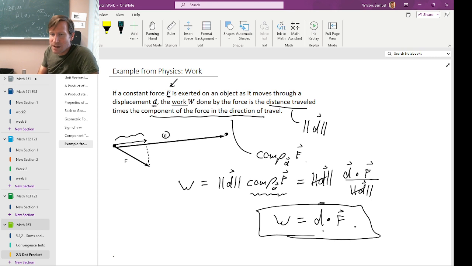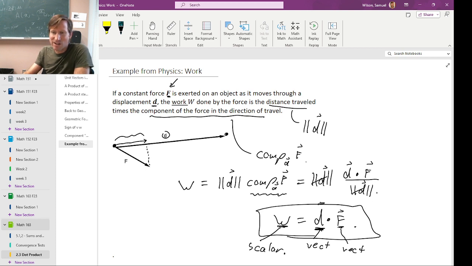Notice that the displacement vector is in fact a vector. Force is also a vector, but work itself is a scalar. Right? The dot product takes two vectors but produces a scalar. So this work quantity is a scalar.